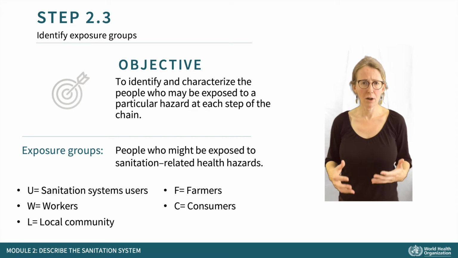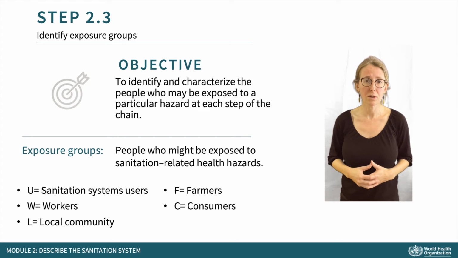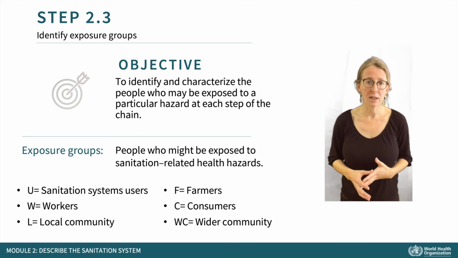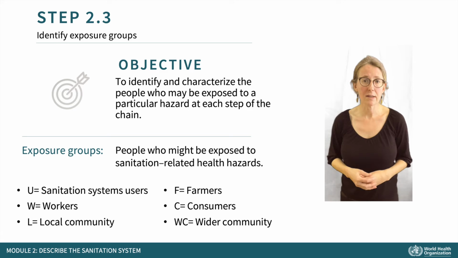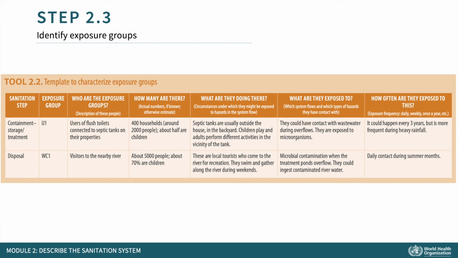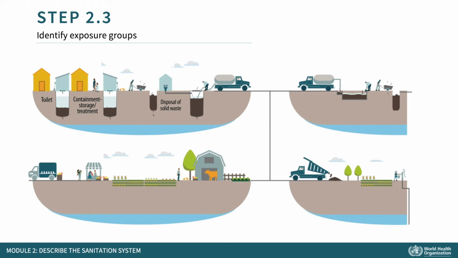Consumers are the people who consume products like vegetables or fish that are produced using sanitation products. And finally, the wider community, like lower-lying communities who might be exposed to the hazards. To understand and describe the exposure groups, you should ask, who are they? How many are they? What are they doing? What are they exposed to? How often are they exposed to this? Tool 2.2 of your SSP manual can help you with this task.